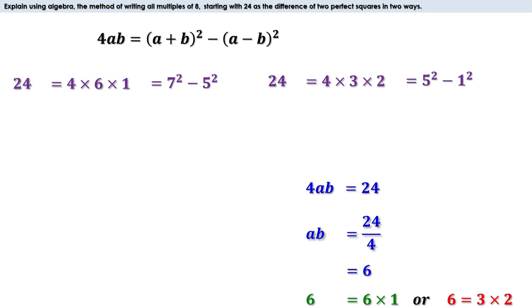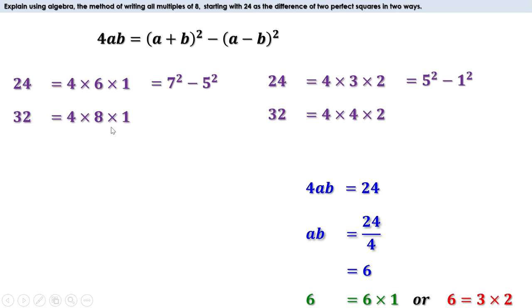Now, let us take the next multiple of 8 and that is 32. Let 4AB equal to 32. Then AB equal to 32 by 4 or 8. Now 8 is equal to 8 into 1 or 4 into 2. Therefore 32 equal to 4 into 8 into 1 or 4 into 4 into 2.